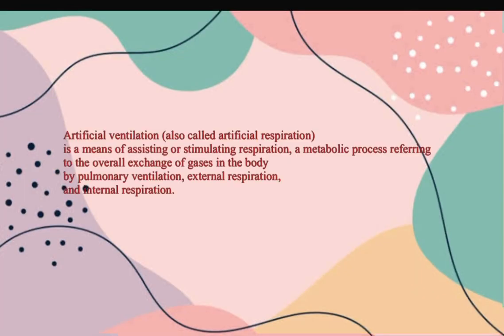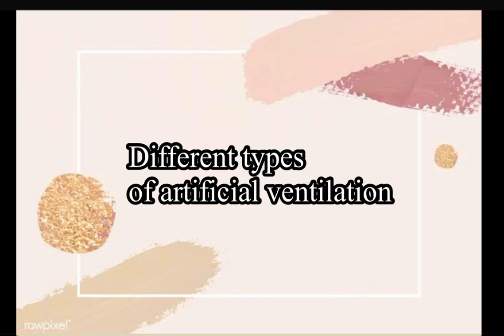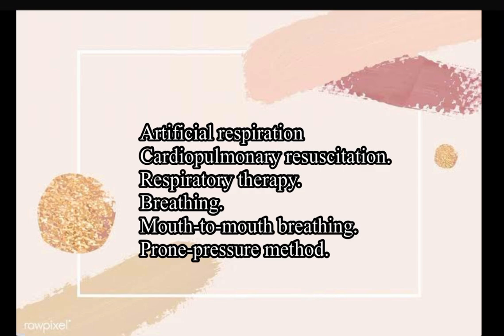Artificial ventilation. Artificial ventilation is called artificial respiration. It means assisting or stimulating respiration, a metabolic process referring to the overall exchange of gas in the body by pulmonary ventilation, external respiration and internal respiration. Types of artificial ventilation: artificial respiration, cardiopulmonary resuscitation, respiratory therapy, mouth to mouth breathing, prone pressure method.